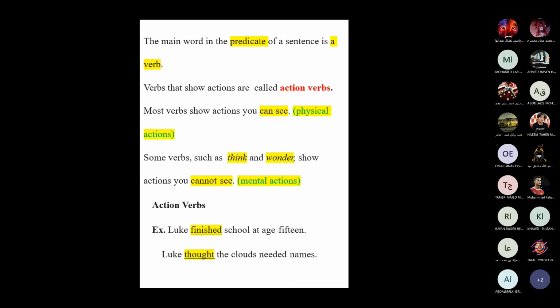But when I say Luke thought the clouds needed names, thought, this is thinking, we cannot see it. This is called mental action. So this sentence contains physical action and that one contains mental action. You have to know that in any sentence you read, you have a predicate, and a predicate is a verb. This verb, physical action, mental action, whatever, it's a verb. But you have to know that we have two types, physical and mental. So this is about action verbs.